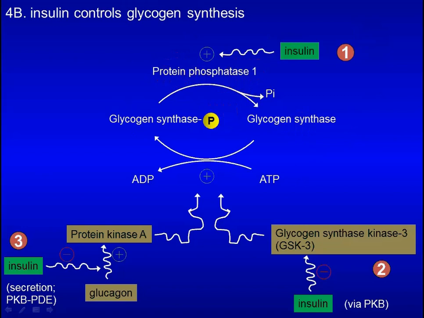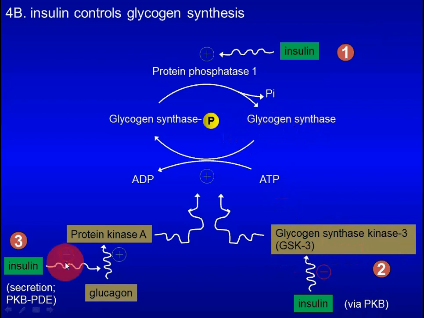Second, the insulin pathway through protein kinase B phosphorylates and inactivates glycogen synthase kinase 3, or GSK3. GSK3 phosphorylates glycogen synthase. So here is a double inhibition. The end result is that insulin increases glycogen synthase activity.